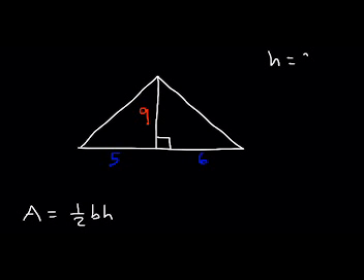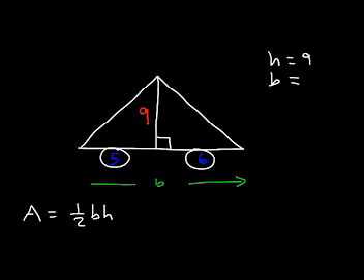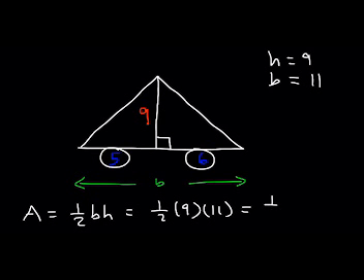In this example, the height is 9, but the length of the base is 5 plus 6. The base of the triangle is this entire length, which is 11. So it's going to be 1/2, 9 times 11. 9 times 11 is 99. And half of 100 is 50, so half of 99 is 49.5.